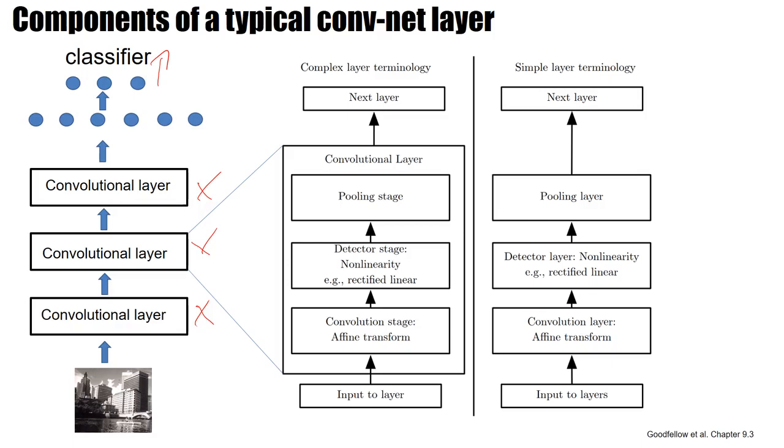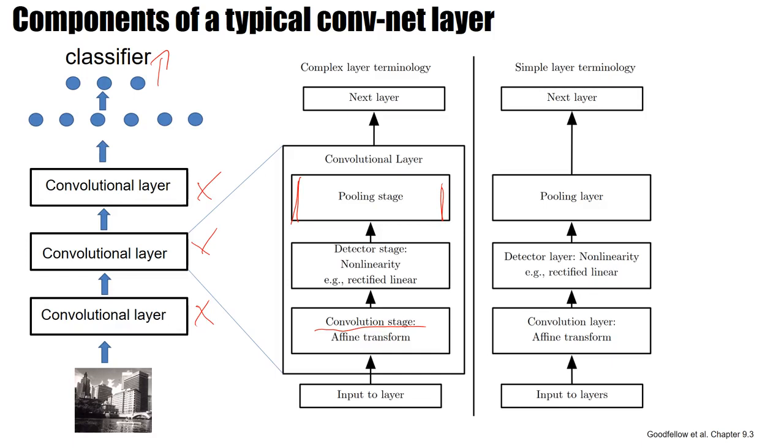The first stage is the convolutional stage, and this is essentially the filtering that we discussed in a previous video. Afterwards comes a rectified linear function or some other nonlinearity, and then comes the pooling stage. And the pooling stage is the topic of this video. So this would be one of these convolutional layers, and as I said, there are many of these.